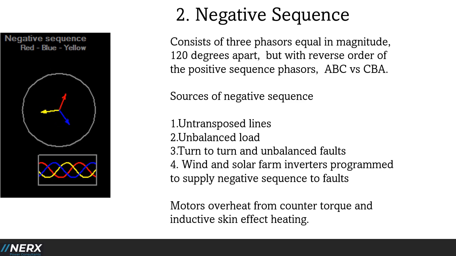Negative sequence has three phasors of equal magnitude and are separated by 120 degrees, just like positive sequence. The only difference between positive and negative sequence is the phase rotation. The phasors still rotate counterclockwise, but the difference in phase rotation is accounted for in the order of the phases, ABC versus CBA. Negative sequence is introduced on the system with untransposed lines, unbalanced loads, turn-to-turn and unbalanced faults, and wind and solar farm inverters programmed to supply negative sequence to faults.